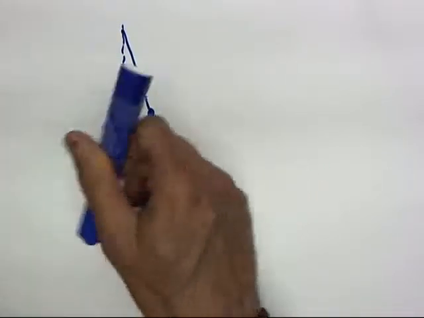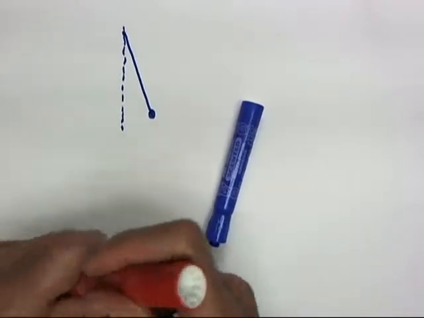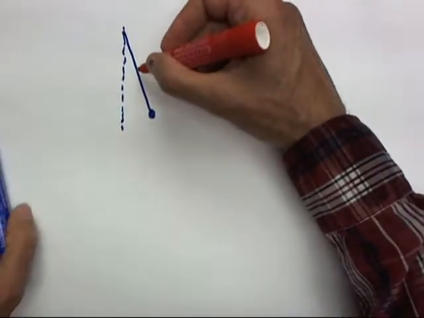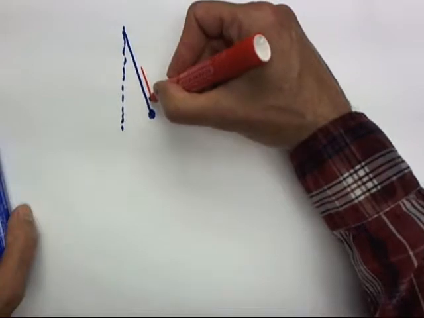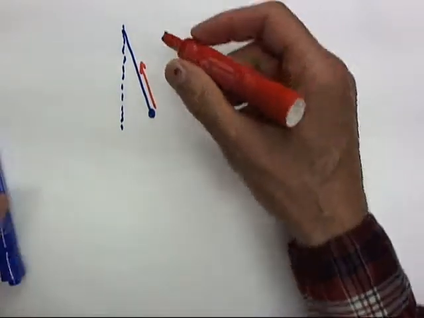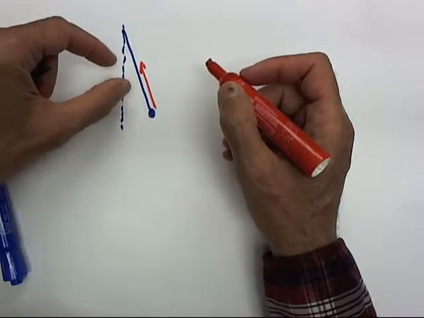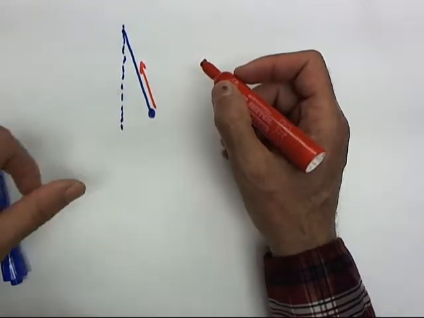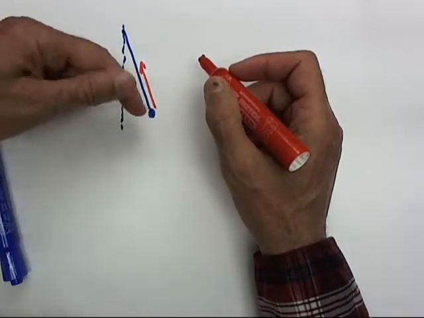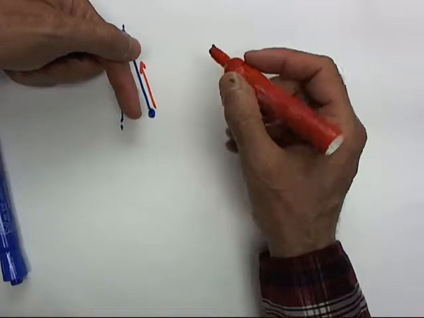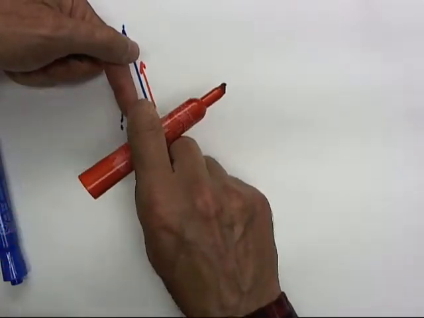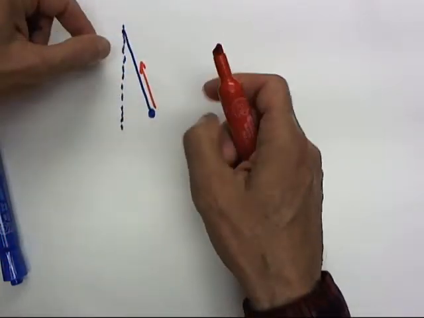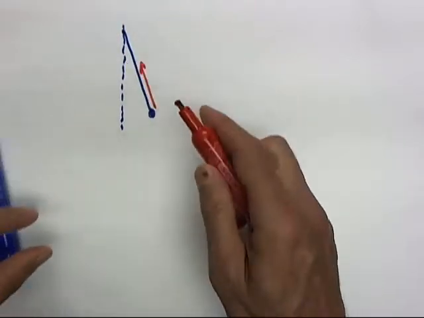Now, the string exerts a force along its length. The string can only pull. The string can't push, and a string in this direction can't exert a force in this direction or this direction. It can only pull. If you stretch it slightly, it pulls back.